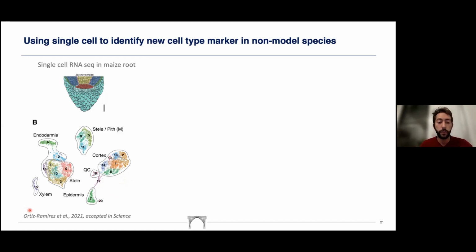So we were actually very happy because the manuscript just got accepted in Science last week. So you will be able to see it, I think, mid-December if you have further questions about it.